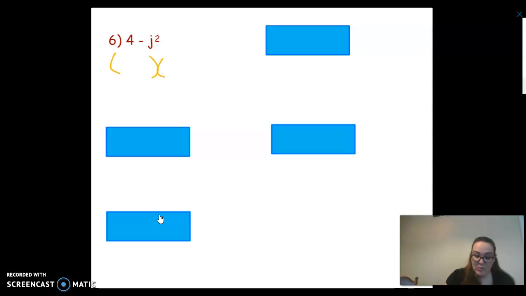Now it's important that I write it in the same order, meaning the square root of 4 is 2, so it must go first. The square root of j squared is j, so it's going to go second, with a plus and a minus.